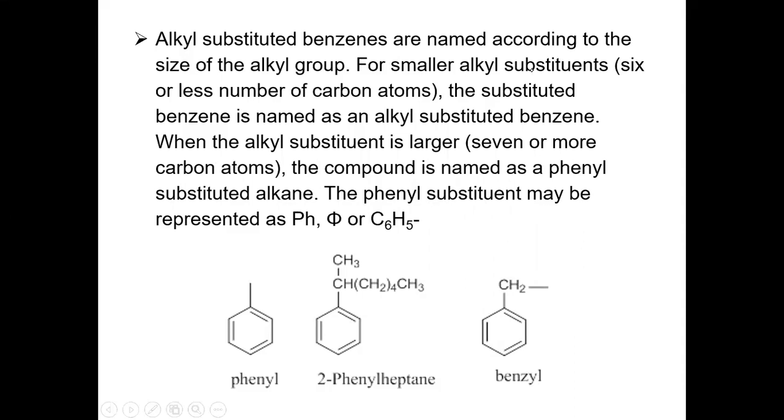So that is what has been written here, that if we have a smaller alkyl substituent, that is 6 or less carbon atoms, then the benzene is the parent, right? It will be an alkyl substituted benzene. But then if we have the alkyl group being larger, that's 7 or more. Now 7 means that it has more carbons than what is in the benzene ring. Then the benzene becomes a substituent on the alkyl group. So that's very simple. And then we'll have a phenyl substituted alkane.